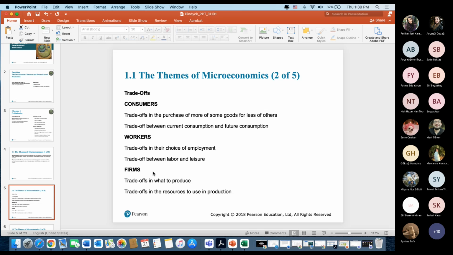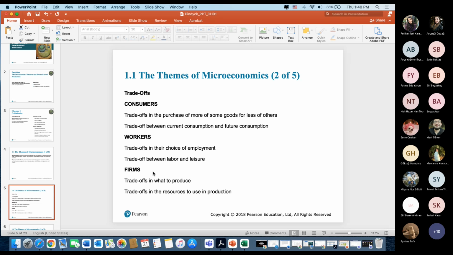And the workers trade off in their choice of employment, between labor and leisure, okay? We know that there are 24 hours in a day. So it completely depends on whether we want to spend more time on work and less on leisure, or less time on work and more on leisure. We are going to decide which one to choose. If we spend more time on work instead of leisure, if it is our choice, then the wage rate or the salary is higher. That is the only thing that compensates for this lost time in employment.